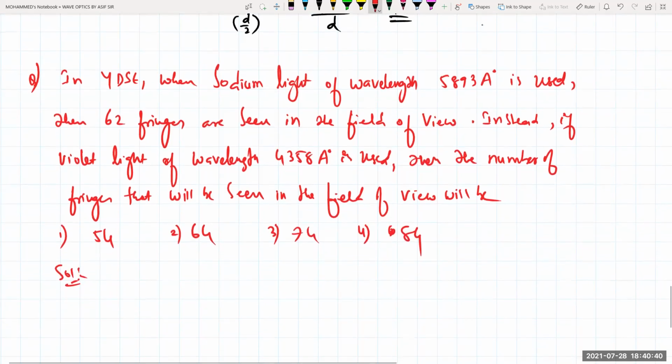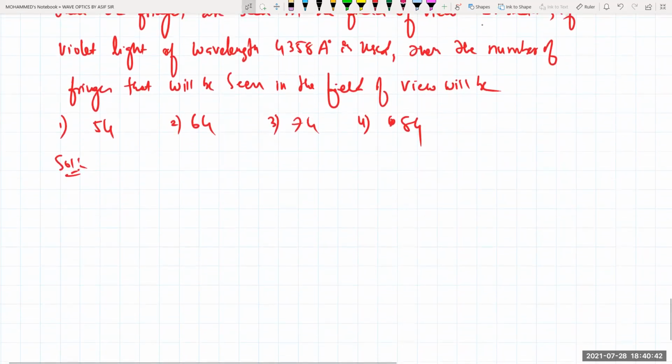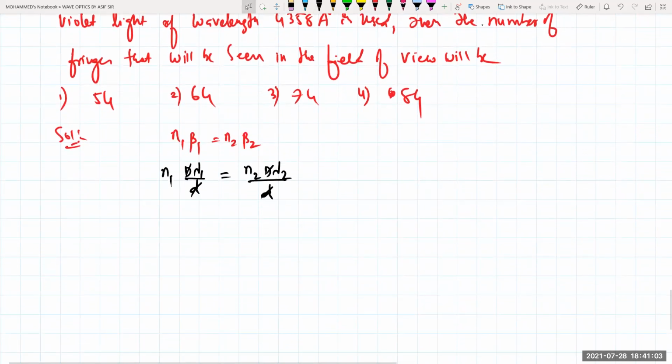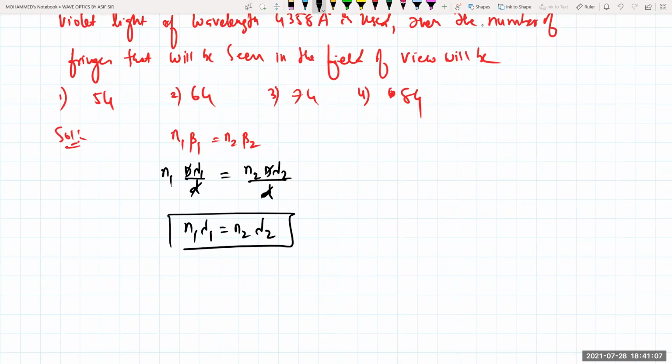N2 is equal to N1 lambda 1 by lambda 2. The number of fringes, I can write directly like this: N1 beta 1 equals N2 times beta 2. So N1 into D lambda 1 divided by d equals N2 into D lambda 2 by d. This will get cancelled. So the direct shortcut formula is N1 lambda 1 equals N2 lambda 2. What is asked in the problem? N2. So N2 will be equal to N1 lambda 1 divided by lambda 2.